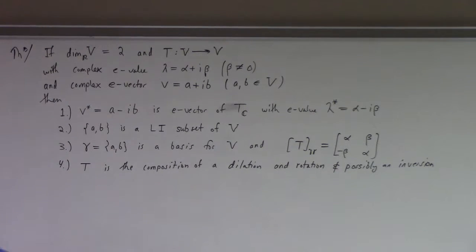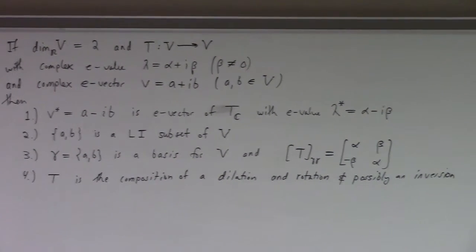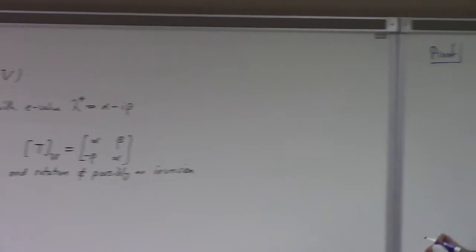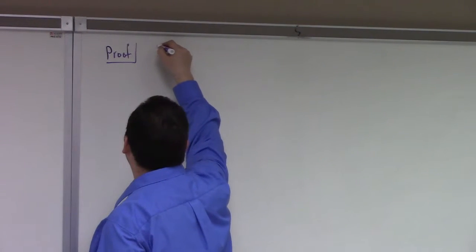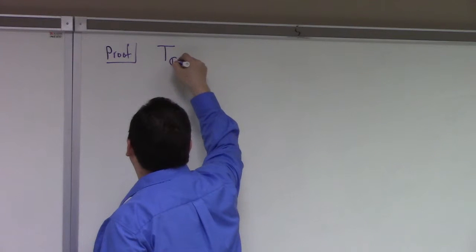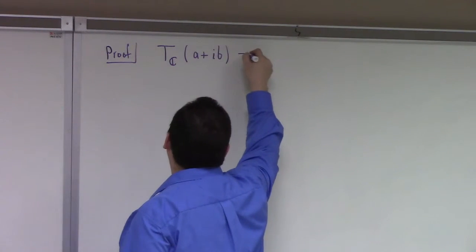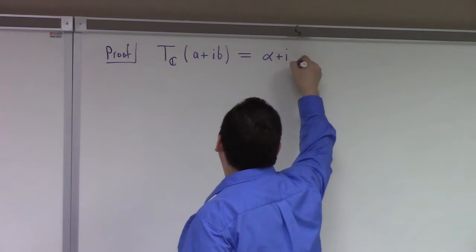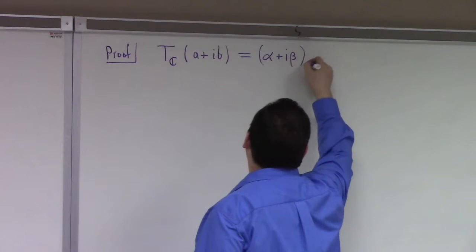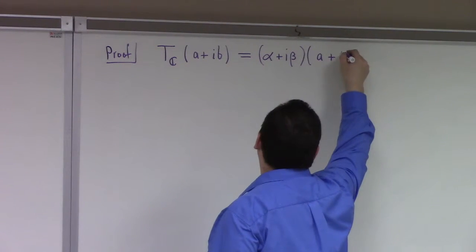Let's prove it. So what are we given? We're given that T sub C, acting on a plus ib, gives you back alpha plus i beta, times a plus ib again.